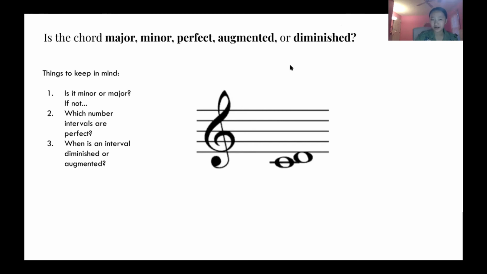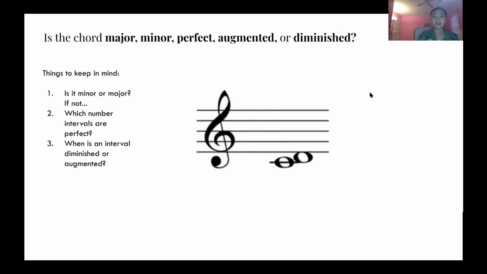Well, this one's not that hard, I think. So I'm gonna call on someone for this one. But things to keep in mind: first, identify if it's major or minor. And while you're doing that, think which number intervals would be perfect, and is my interval a perfect interval? And then if it's not a perfect interval, go even further and think, could it be augmented or diminished?